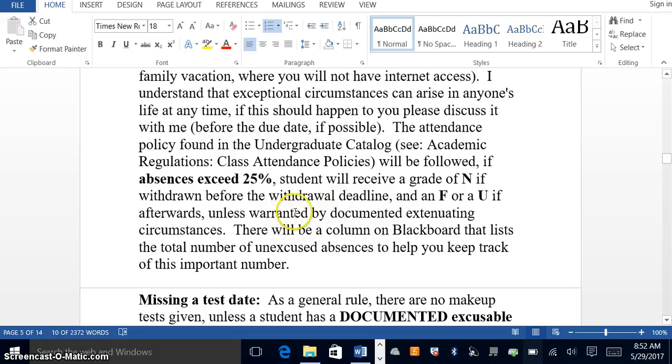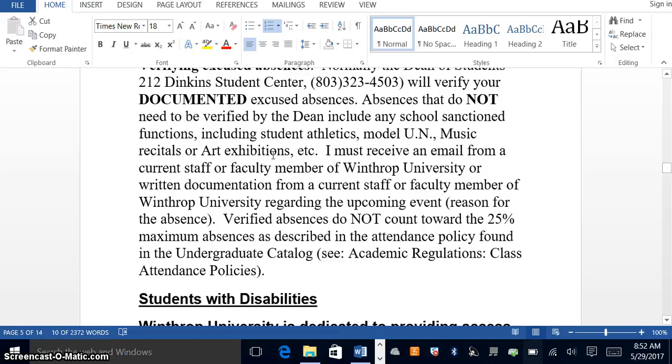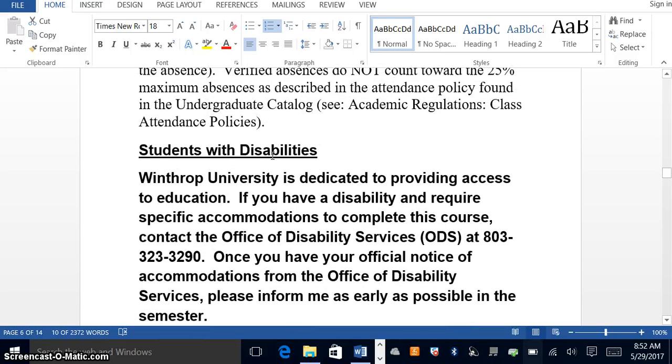This is just the general policy. You can't miss more than 25% of class. Make sure that you take the tests during the test times. There's a range of times. I'll open up the tests on a certain part of the week, and then you turn them in on Sundays at midnight or a minute before midnight. All right, that's pretty much it.